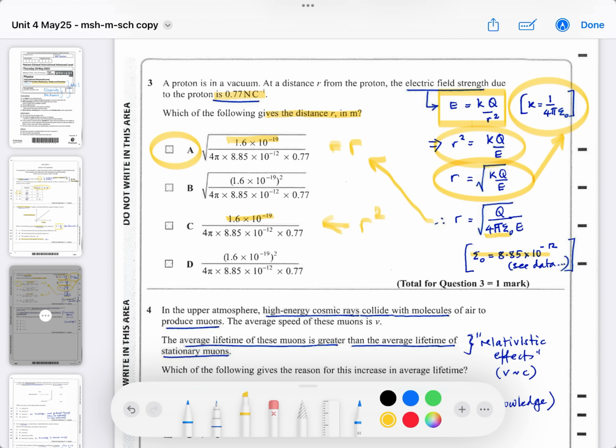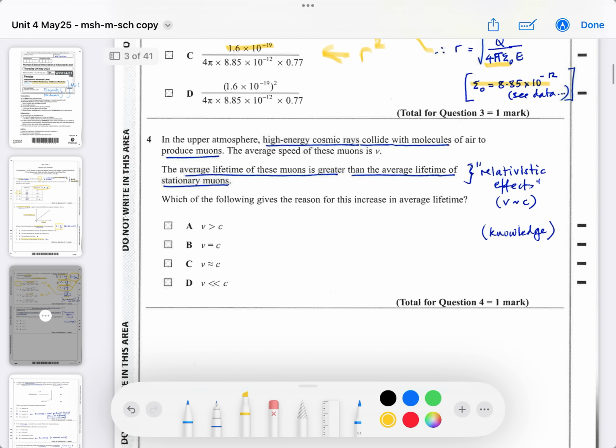Okay? And then in the upper atmosphere, it says high energy cosmic rays collide with molecules in air to produce muons. Okay, the average speed of these muons is v, yeah, but the average lifetime of these muons is greater than the average lifetimes of stationary muons. So they want you to know about the relativistic effects of particles moving close to the speed of light. And this is just a knowledge question. So this shouldn't take you long.